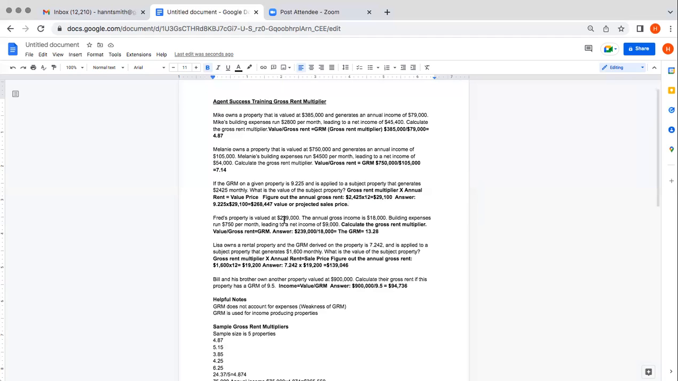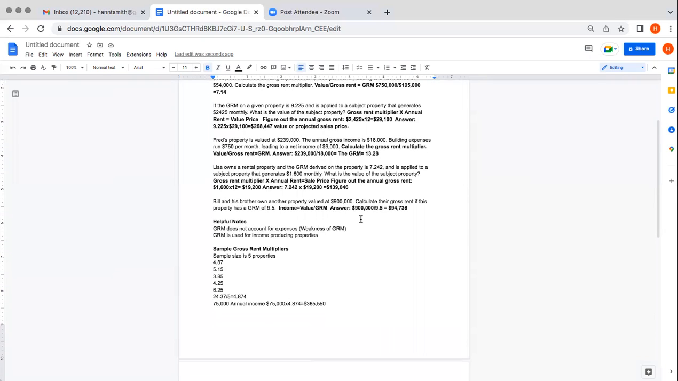So we know, going back to the question, that the value of the property is $239,000. That's what it probably sold for. And most of the time, you're going to be dealing with properties that are sold, and you know what the sales price is, and you know what the annual income is. In this case, let's treat it that way. So 239,000 divided by 18,000 equals the GRM, 13.28. 13.28 is the multiplier for that. This question is very similar to the first two.